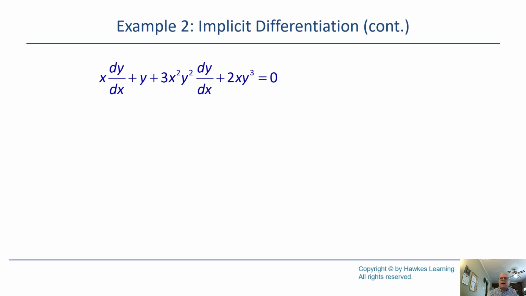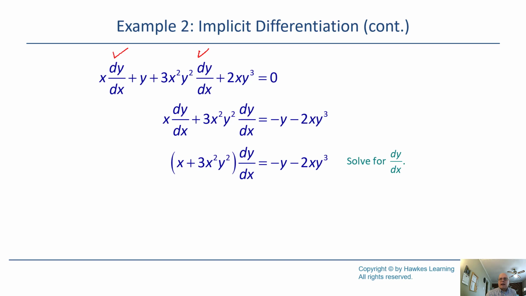And we're going to isolate the dy dx terms, this one and this one, and then factor out the dy dx so we can solve for it. Divide both sides by the x plus 3x squared y squared, and there's our derivative.